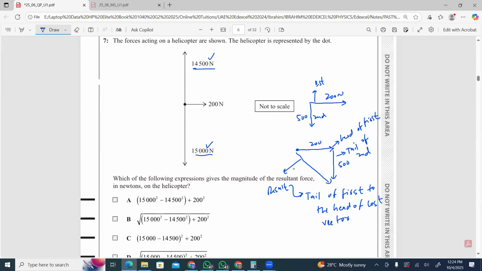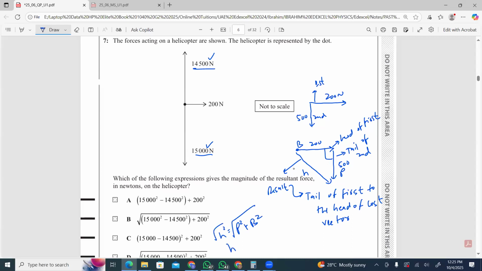To the head of the last vector. And you can easily see that this is going to be a right angle triangle. So for the right angle triangle, if this is my base, this is my perpendicular, this is going to be my hypotenuse. So hypotenuse square is actually perpendicular square plus base square.